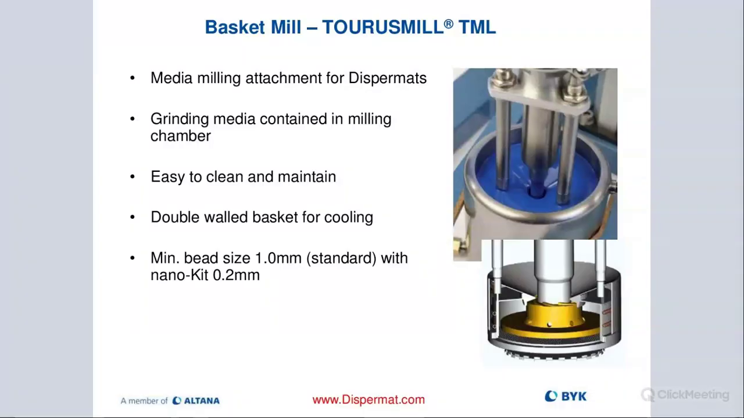Also very easy to clean. That's another big advantage of a basket mill over a horizontal bead mill. There is no leaking. There are no seals, no O-rings, no washers. So if you're familiar with horizontal mills or three-roll mills, this is a much more efficient way of milling your material very quickly and effectively, with low maintenance.